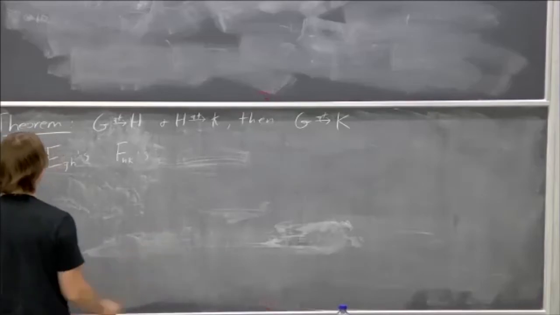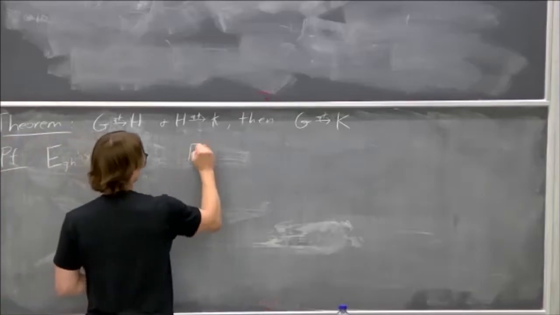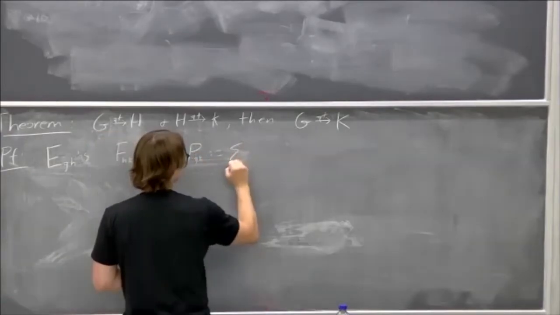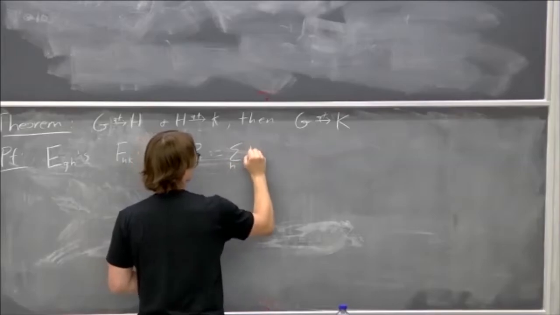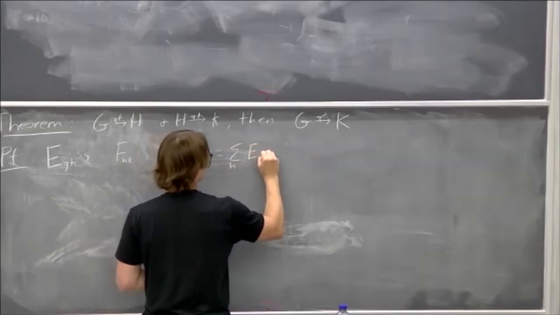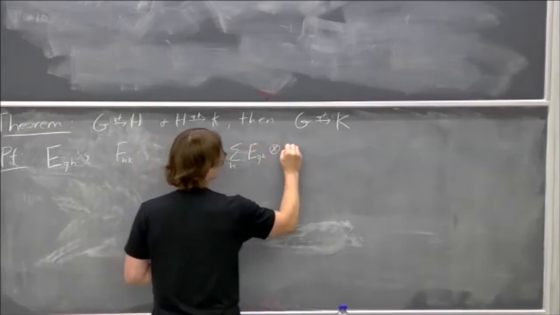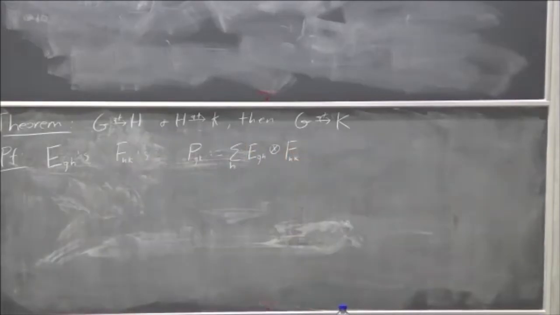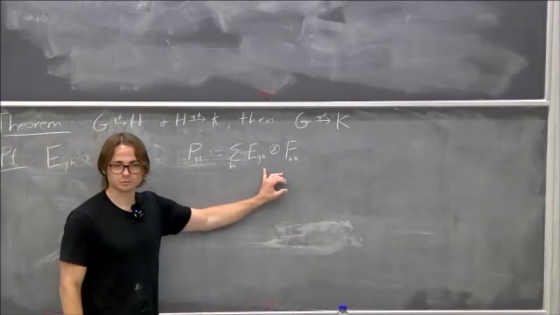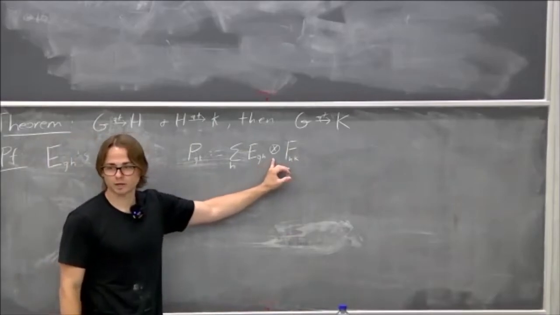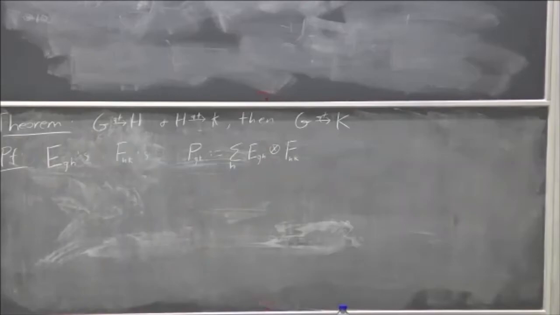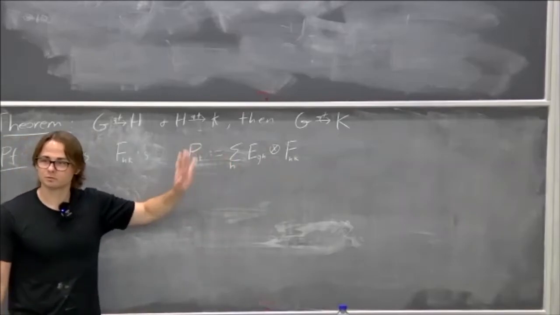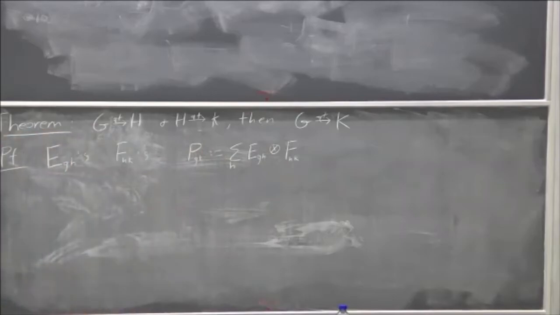Then I define P_{g,k}, which is the sum over h of E_{g,h} tensor F_{h,k}. And this maybe looks a little bit like matrix multiplication, of something over h, except I have a tensor product instead of the usual product. Then I will just leave it as an exercise. It's very straightforward to show that this gives a quantum homomorphism from G to K.